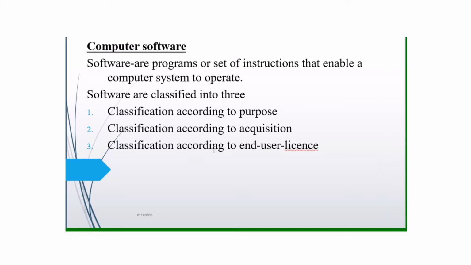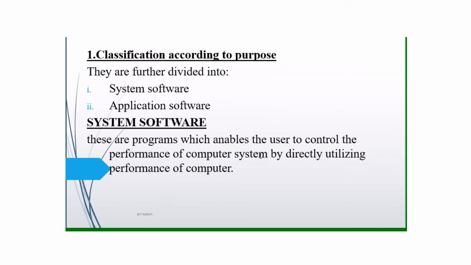We shall go through each of the classifications. So we have classification according to purpose, and when they are classified according to purpose, they are further subdivided into two. So we have the system software and the application software. The system software are programs which enable the user to control the performance of the computer system by directly utilizing the performance of the computer.